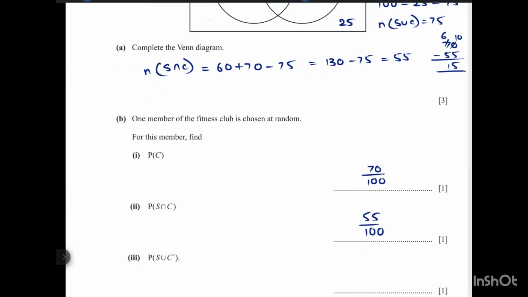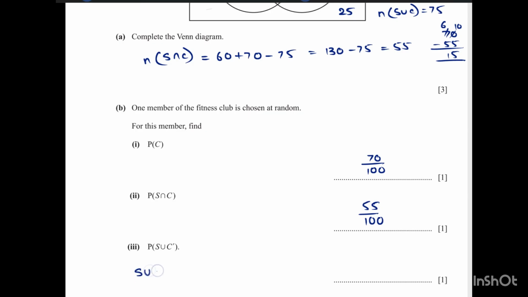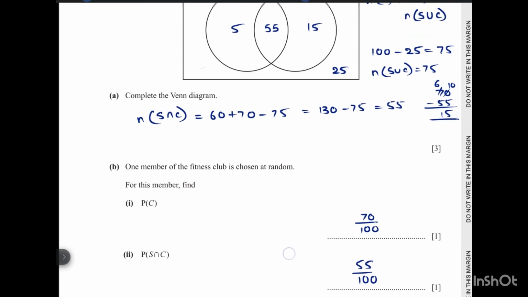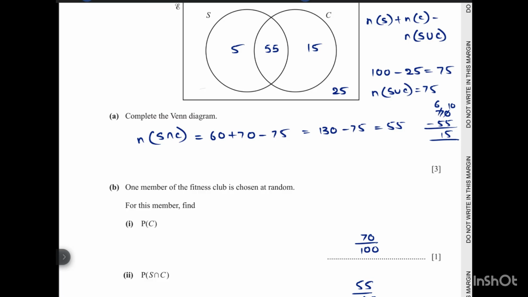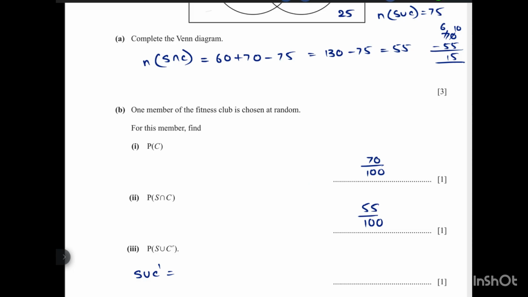Then S union C complement. What is S union C complement? Well, first we'll find that out. The members who are present in S, that is who are swimming, is 60. And C complement means you should not include this. So 5 plus 55, plus this complement which is out of C, so this 25 will be added. Okay, so that will be taken as S union C complement.